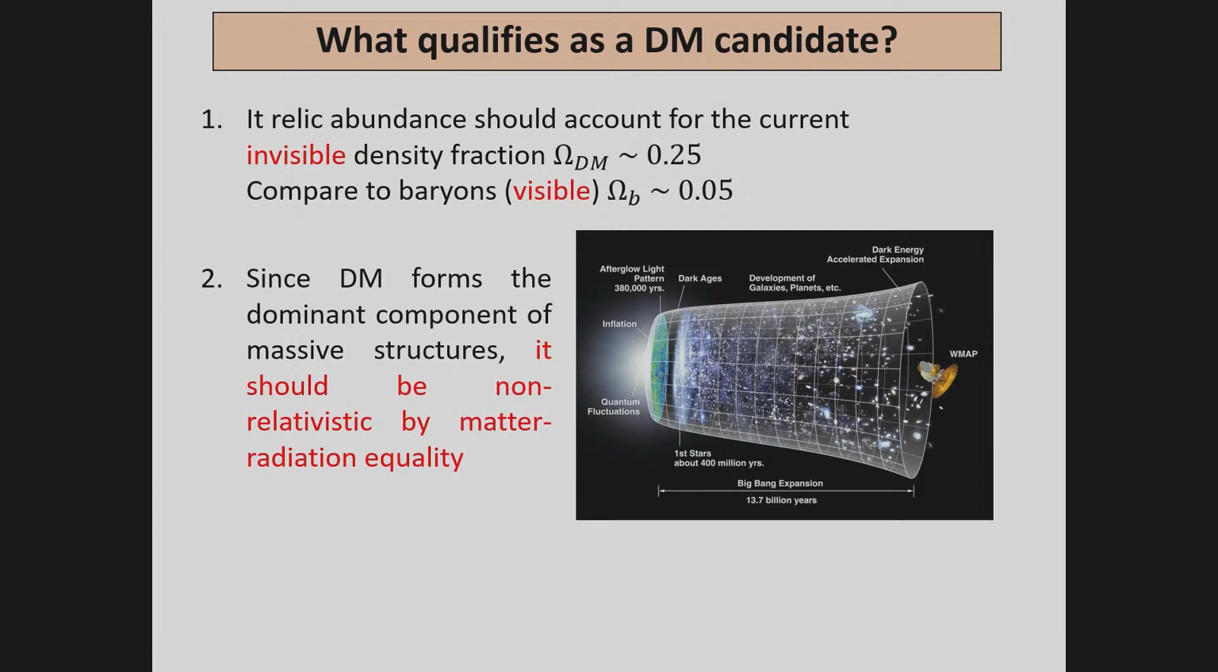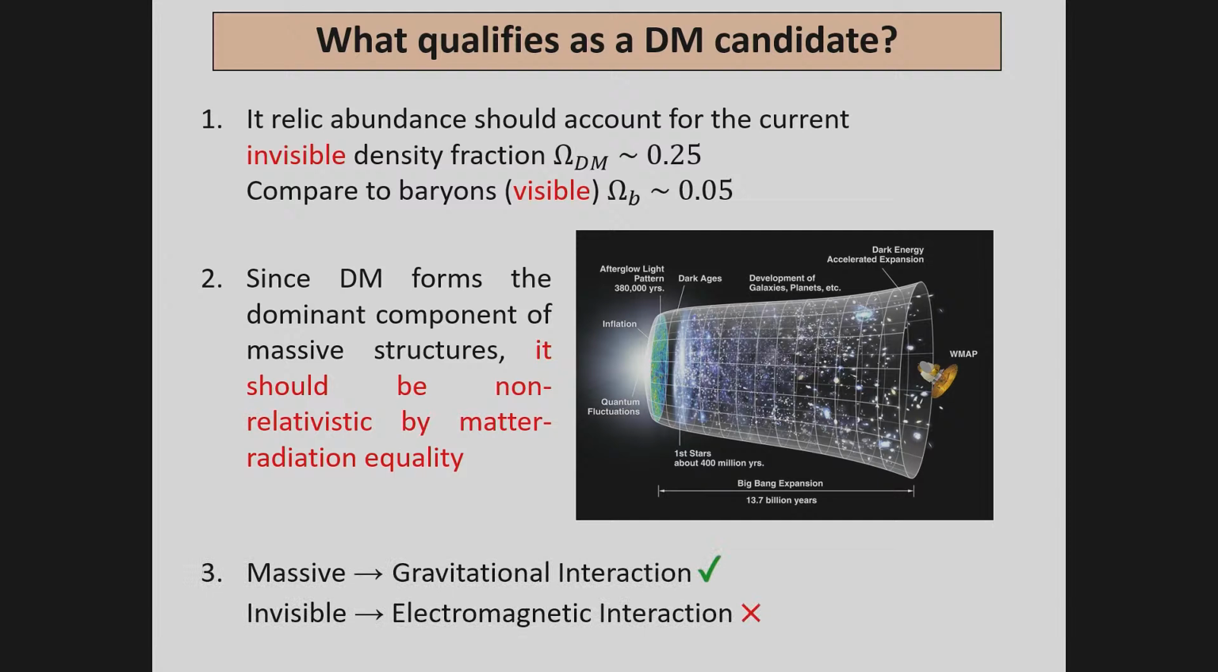That's why we expect it to be non-relativistic by matter radiation equality. The evolution of the universe you can divide into 3 phases: radiation dominated era, matter dominated era, and dark energy dominated era. Since radiation cannot cluster and form structures, the dark matter is what forms these galaxies, planets and all. It forms the potential wells where these structures form in the matter dominated era. That's why we want it to be non-relativistic. Finally, the dark matter should show gravitational interaction. It is massive, and of course it should not show any electromagnetic interaction because it is invisible.